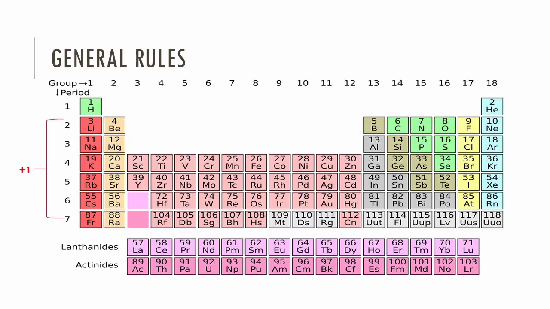The alkaline earth metals, group 2, all have an oxidation state of +2. Aluminum's oxidation state is always +3, no matter what compound it is found in.